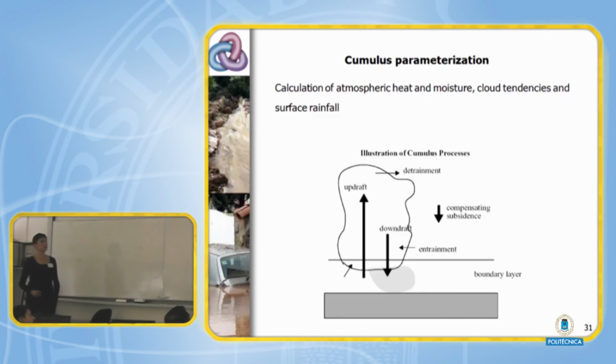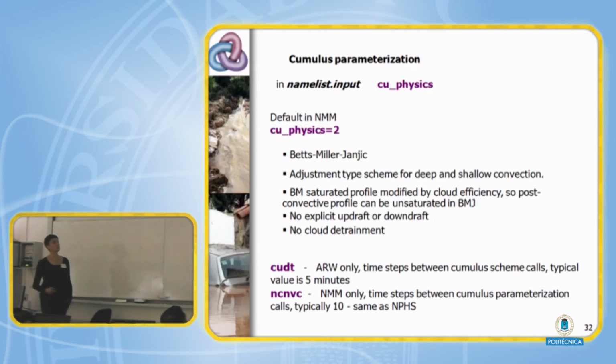And what about cumulus parameterization? It is a calculation of atmospheric heat and moisture and cloud tendencies and surface rainfall. This is like a very simplified scheme of what is really happening between boundary layer, between convective clouds with updraft and downdraft. And of course, if you have a hydrostatic model, we can't see anything of this. And cumulus parameterization also had several options in WRF. And in NMM, if we are using 2, it is Betts-Miller-Janjic.